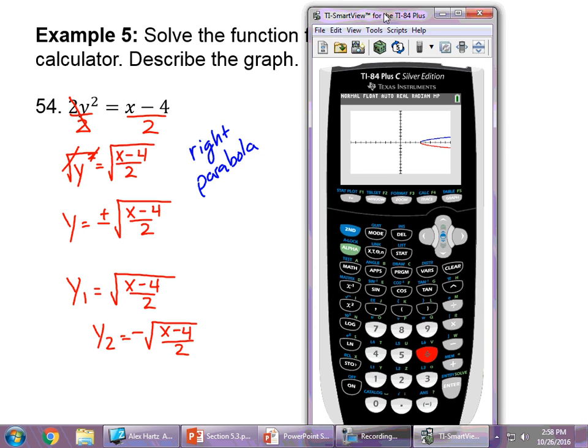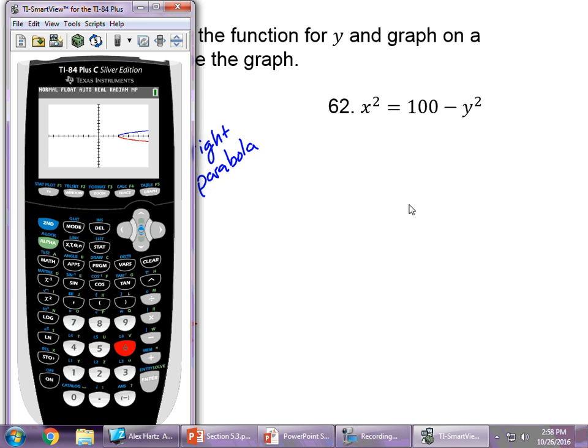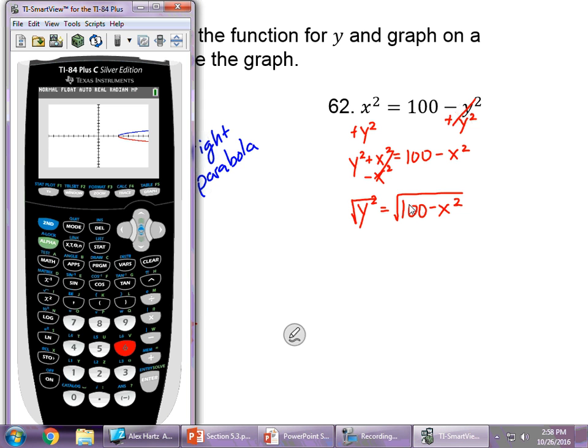Okay, before we move on, let's slide the calculator over here. We've got to solve this second function for y. I'm going to add y squared to both sides. That gives me y squared plus x squared equals 100. I'll subtract away the x squared from both sides. y squared equals 100 minus x squared. And then to finish solving, again, we're going to have to square root both sides.